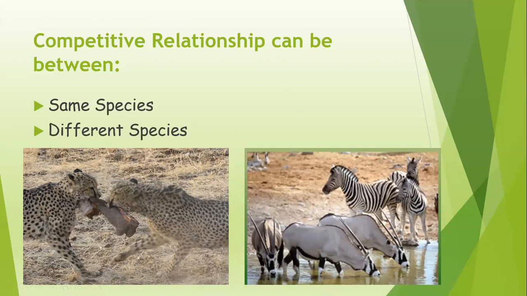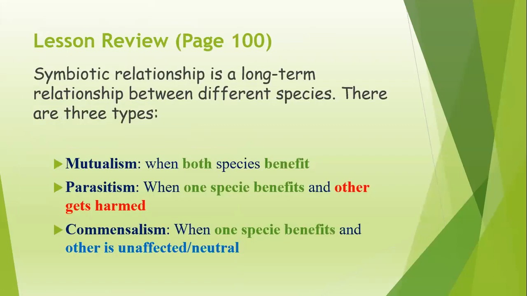So again, a competitive relationship is a relationship where two or more organisms want the same resource at the same time and they are having a competition for it. Such a relationship is called a competitive relationship. It can be between the same species, it can be between different species as well.